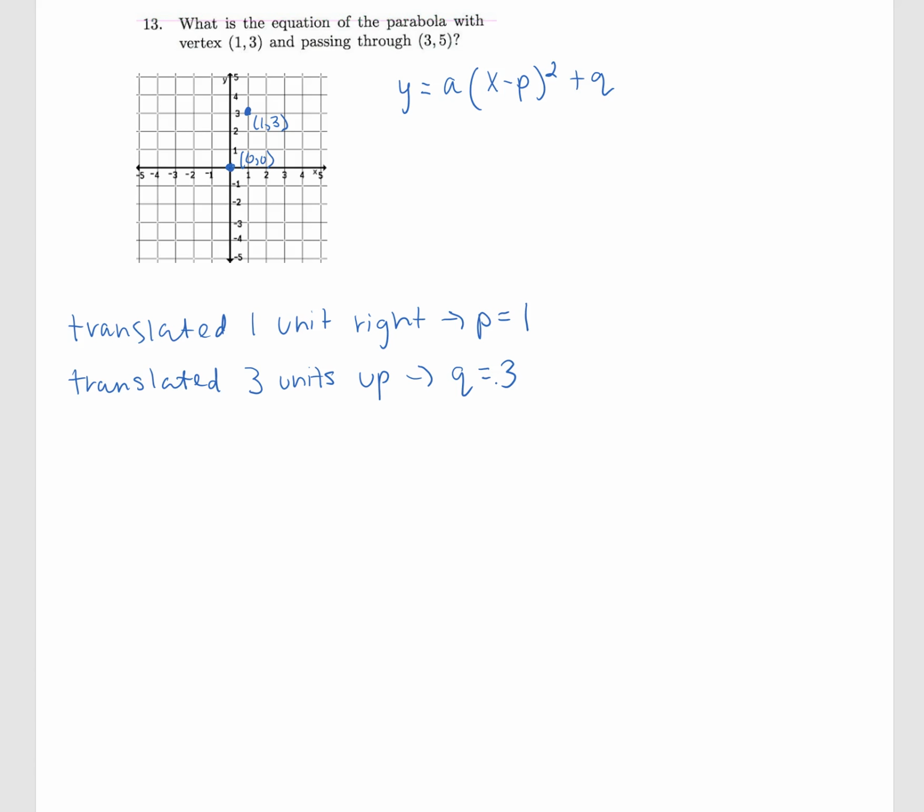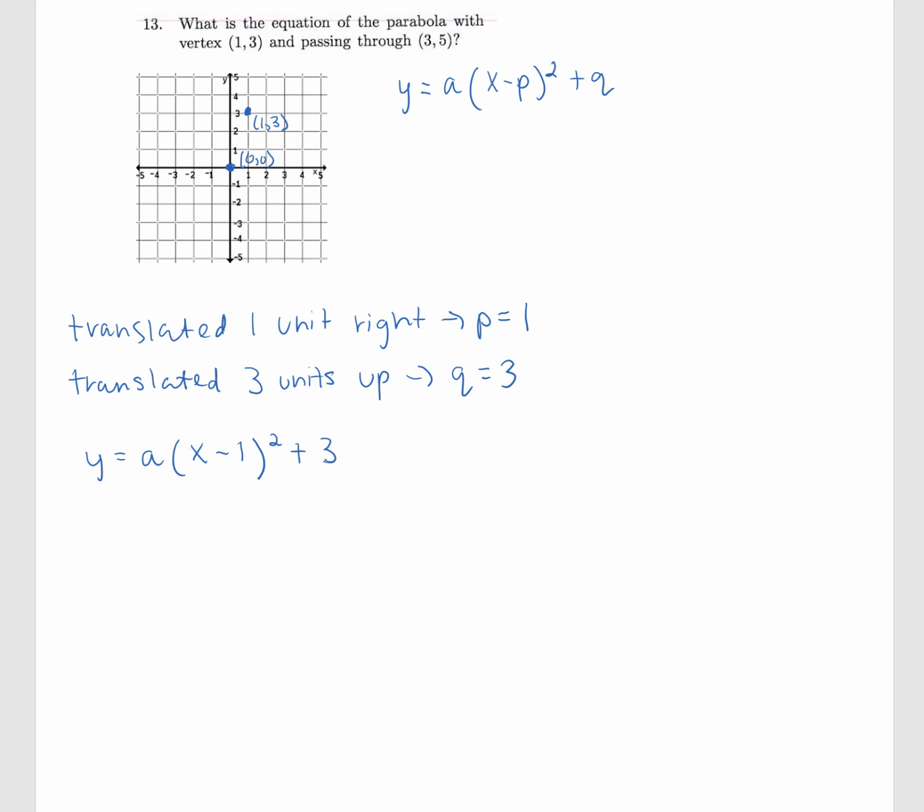So we figured out some information about our parabola. Let's plug it into our equation. What we have is y equals, don't know a yet. We know that p is equal to 1, so we have (x minus 1) squared. We know that q is equal to 3, so we have a plus 3 on the outside. So all we need to do now is figure out what a is equal to.